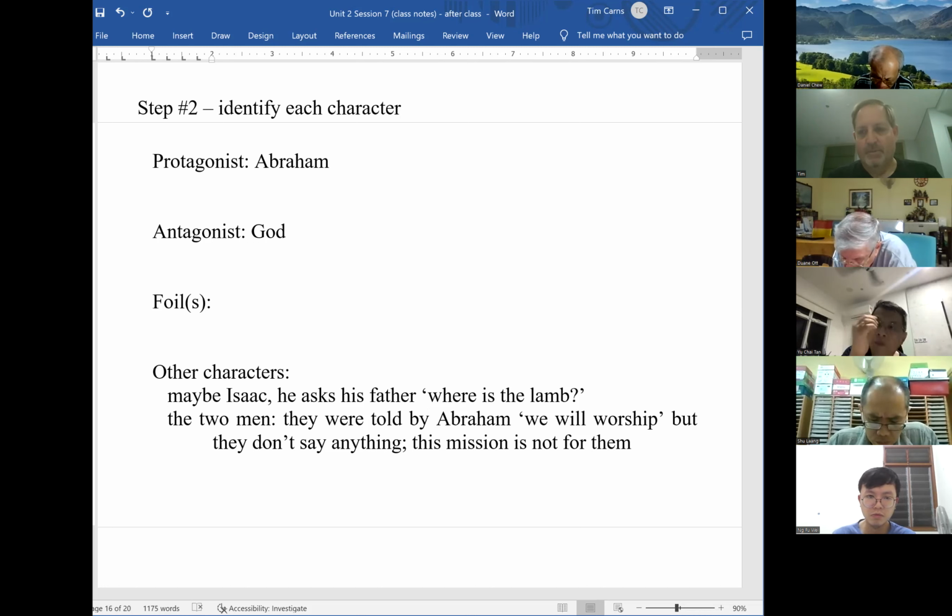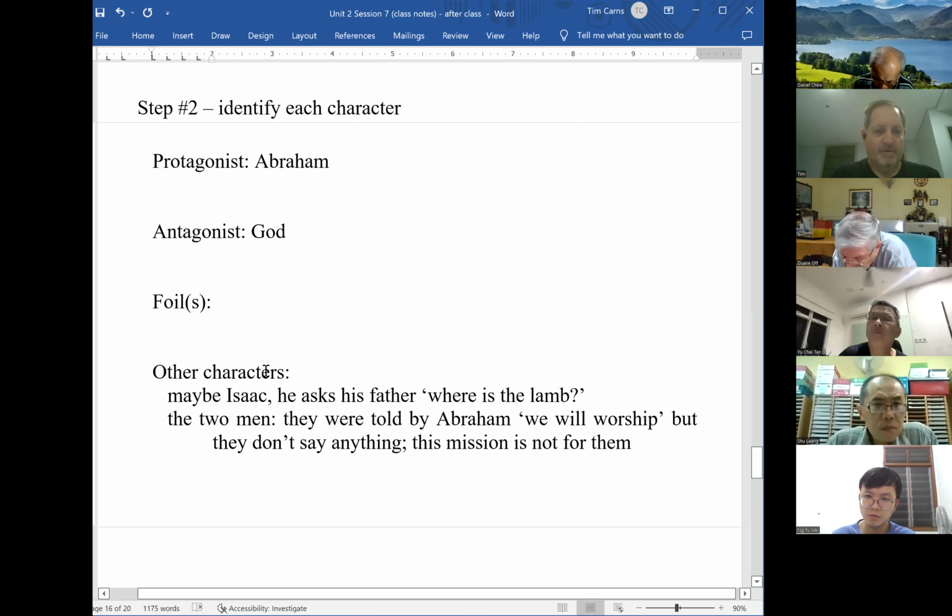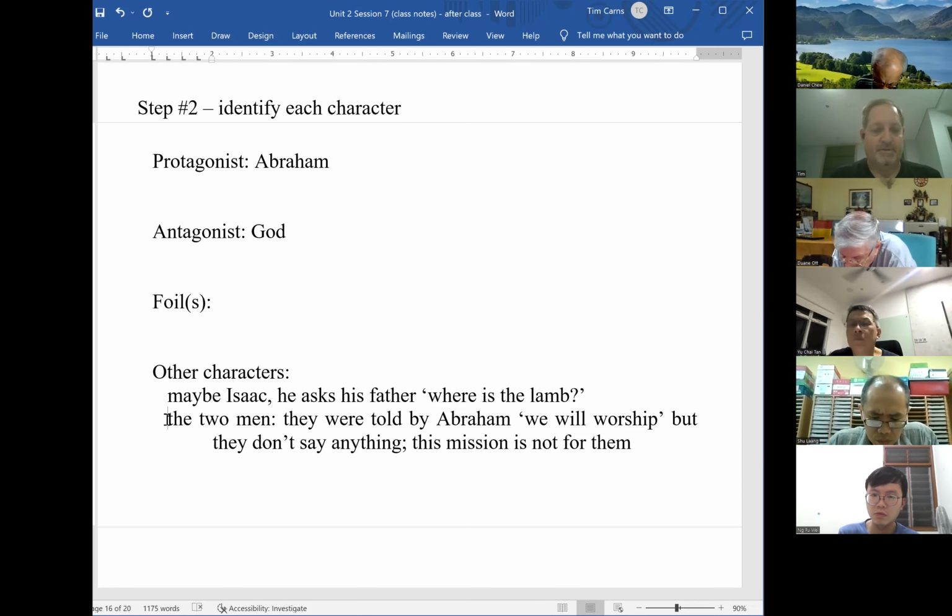So again, if you're not sure, maybe you could add this fourth group of other characters that seem to have some importance, but may not be specifically serving directly as an obvious contrast or comparison, but clearly they have some importance within the story.